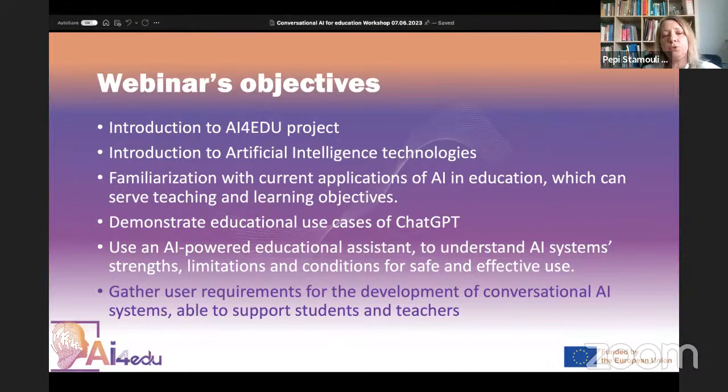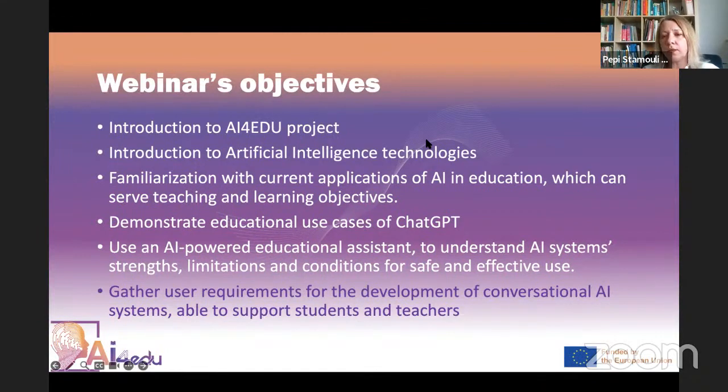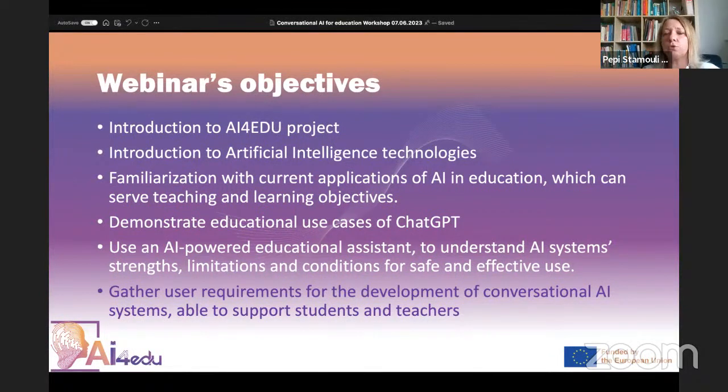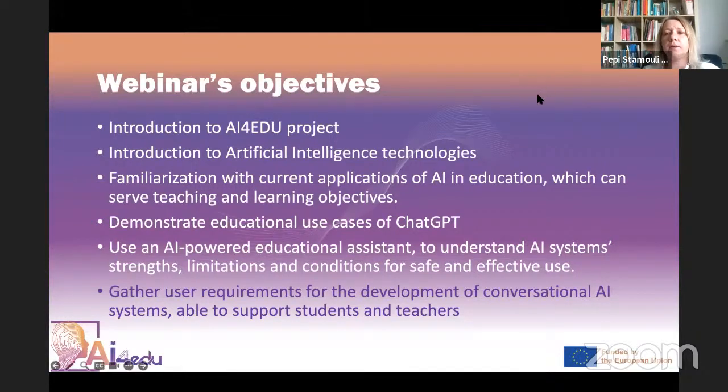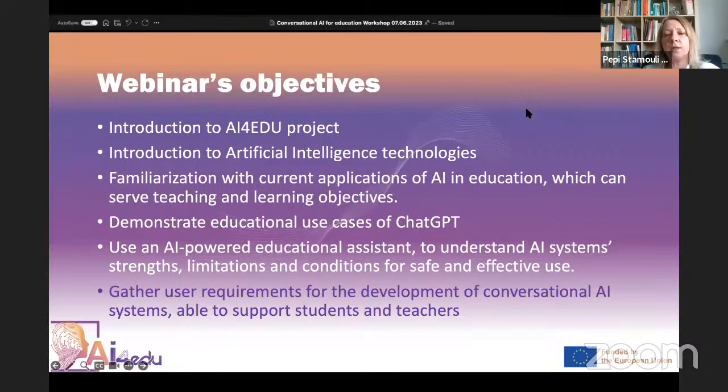Then you will be invited to use an AI-powered educational assistant that we're going to present, which is under development in the context of the AI for Ado project, with the aim to understand how AI works, helps us, or its limitations and conditions for safe and effective use. And we hope that with your participation, we'll gather some end users' requirements for the development of our final project outcome, which is a conversational AI system able to support students and teachers.